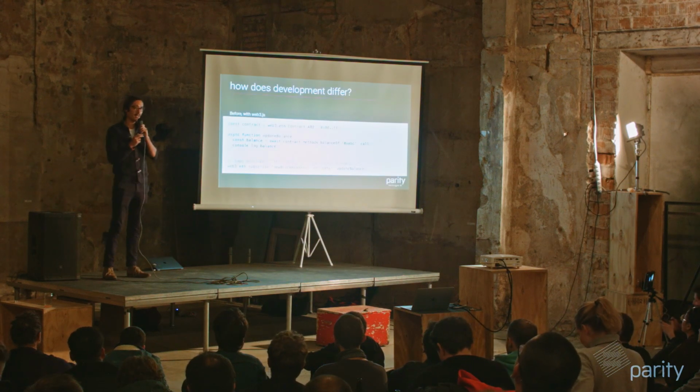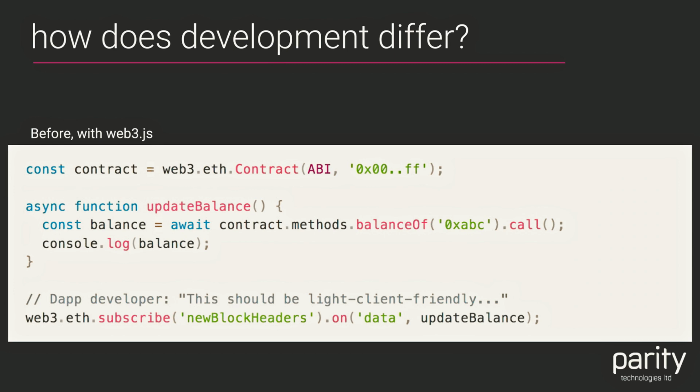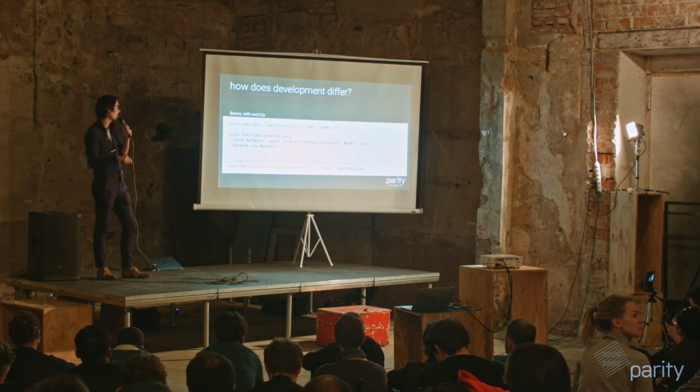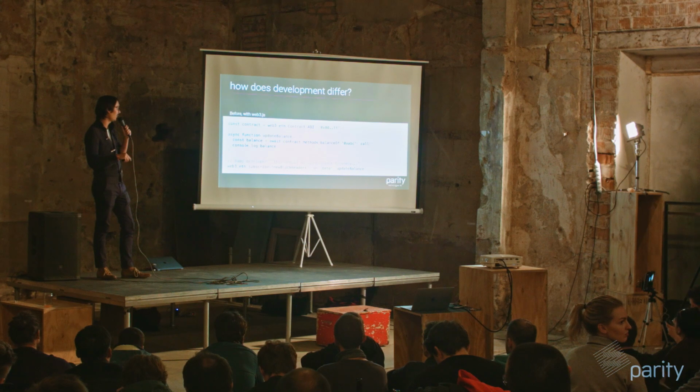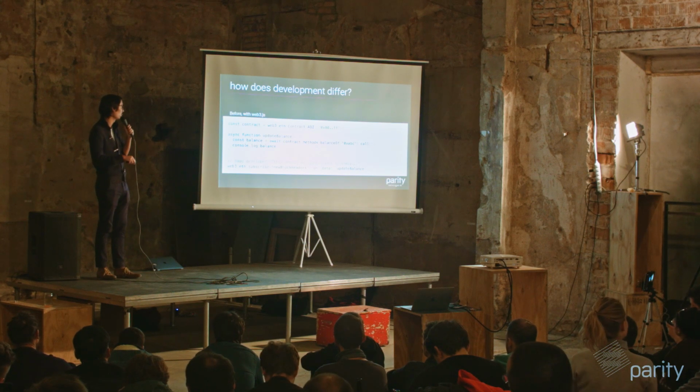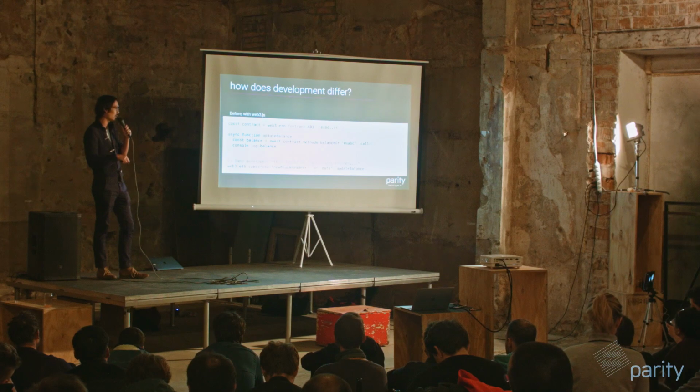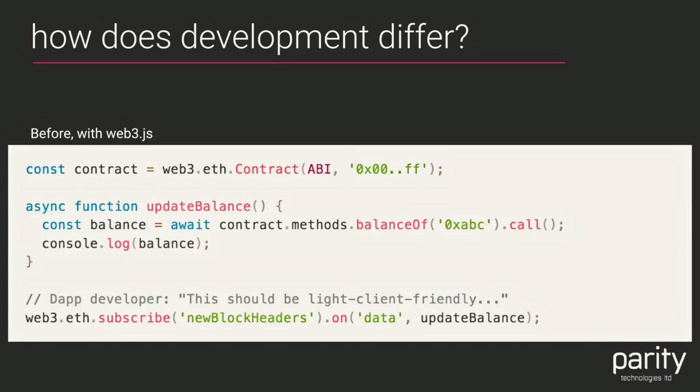So concretely, how does it differ when we develop a Dapp? This is a simple example with web3.js, which you might know. It's a JavaScript library to talk with the Ethereum blockchain. We create a contract, we create a function that will make a call with Web3 to update the balance, and we just log the balance. And at the end, we just say, okay, I'm subscribing to the new heads, to new headers, and every time there's a new header, I will call that update balance function.